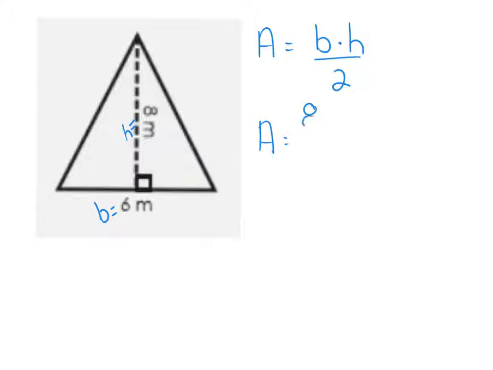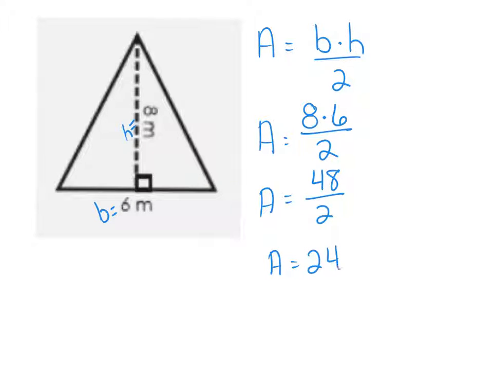So I have 8 times 6, divide that by 2. Well, we know that 8 times 6 is 48, and then divide that by 2, so the area equals 24 meters squared.